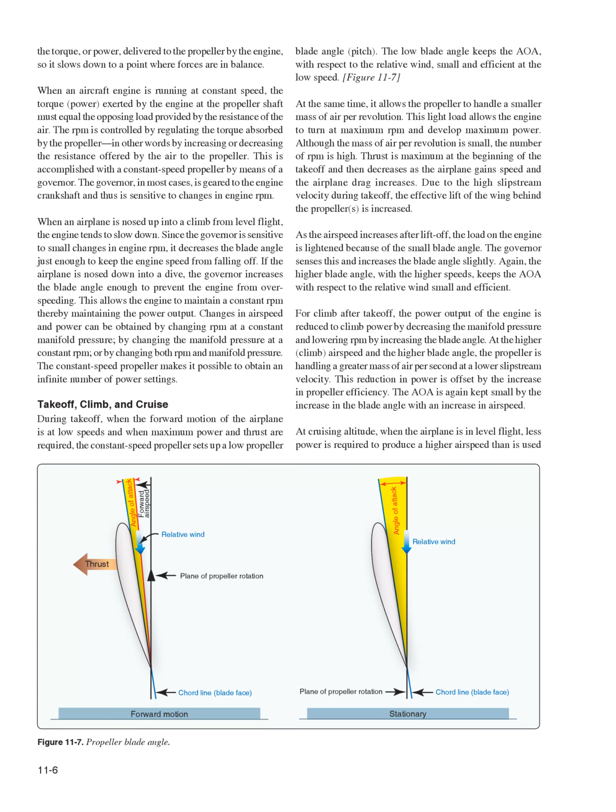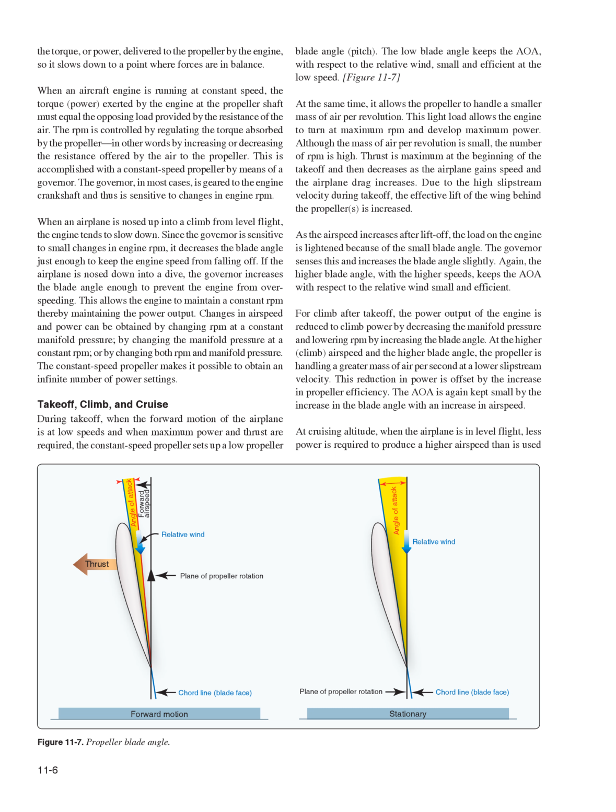As the airspeed increases after liftoff, the load on the engine is lightened because of the small blade angle. The governor senses this and increases the blade angle slightly. Again, the higher blade angle, with the higher speeds, keeps the AOA with respect to the relative wind small and efficient. For climb after takeoff, the power output of the engine is reduced to climb power by decreasing the manifold pressure and lowering RPM by increasing the blade angle.